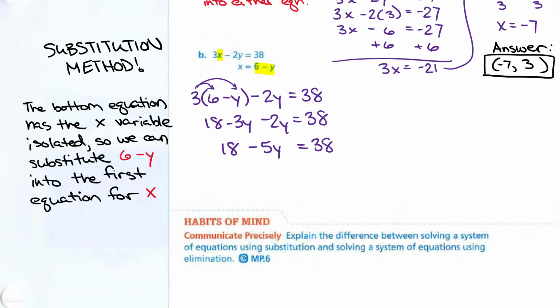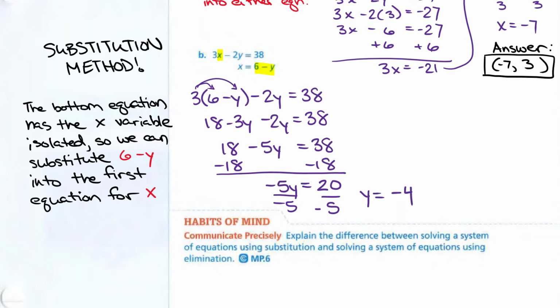And now we'll isolate our y. Subtract 18 from both sides, and we get negative 5y is equal to positive 20. Divide both sides by negative 5, so we get y is equal to negative 4.